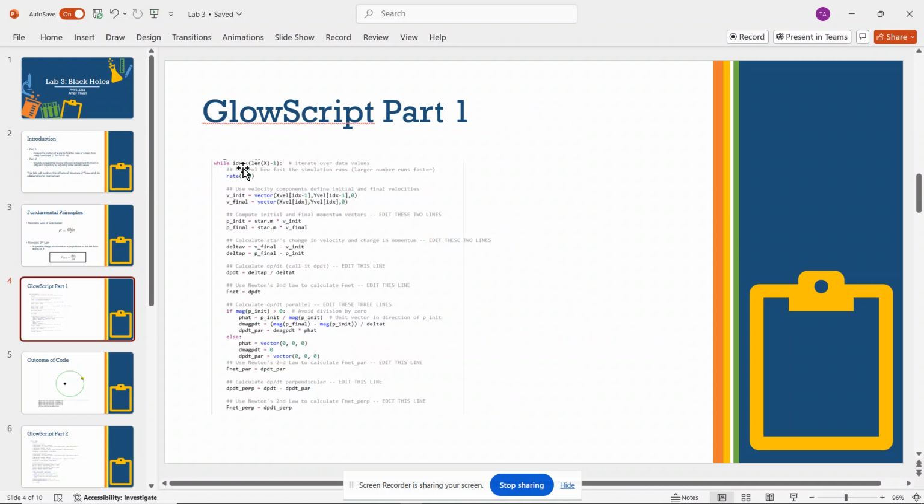we have this calculation loop here in which we calculate the momentums as the mass times the velocities. We then calculate the change in velocities and the change in momentum by subtracting the final minus initial values. And then we calculate dp/dt, which is just change in momentum over change in time, which we made equivalent to our net force. And then over here I calculated the parallel and perpendicular components to see the change in direction as well as the change in magnitude of speed.